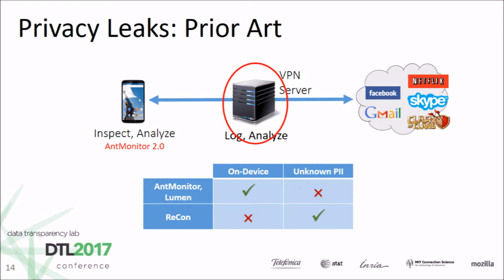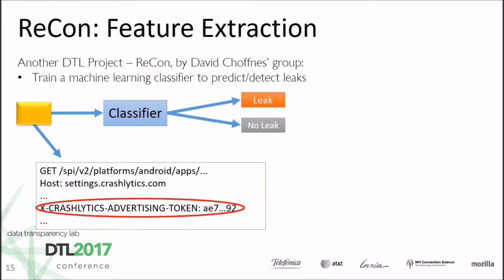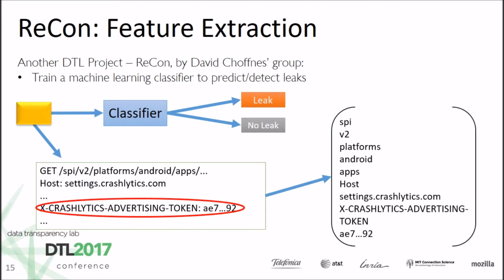They made it available, and we had nice interaction with them, thanks to DTL. The idea here was, given a packet, you feed it to a classifier, and it tells you if there's a leak or not. Packets look like this. There's some URL, some headers. In this one, we can obviously see there's an advertiser leak, and there's a corresponding HTTP header to it.